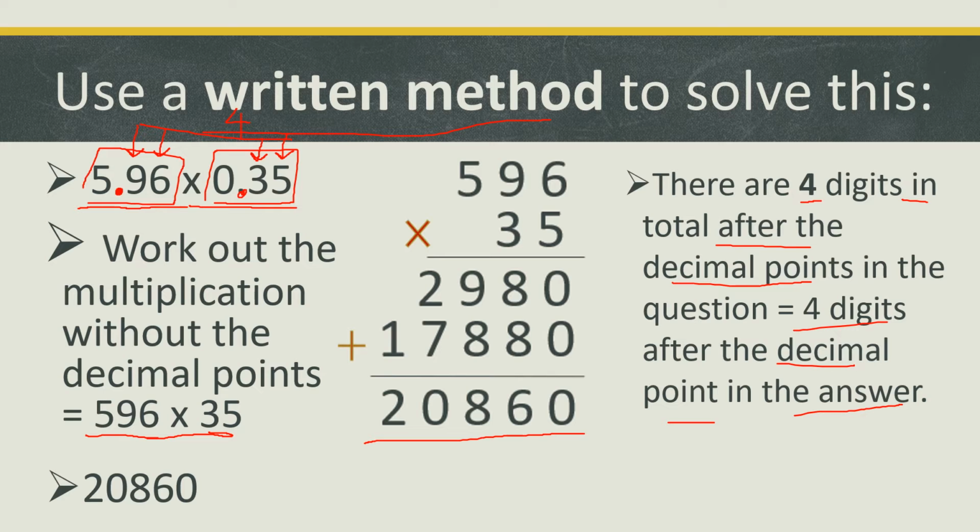So how are we going to do this? As usual, we have to move this decimal point to the left 4 times. So 1, 2, 3, 4, and it landed here. So our answer is 2.0860.